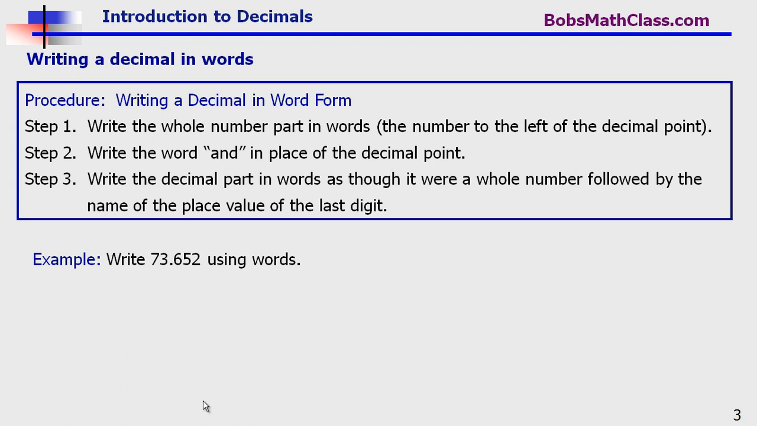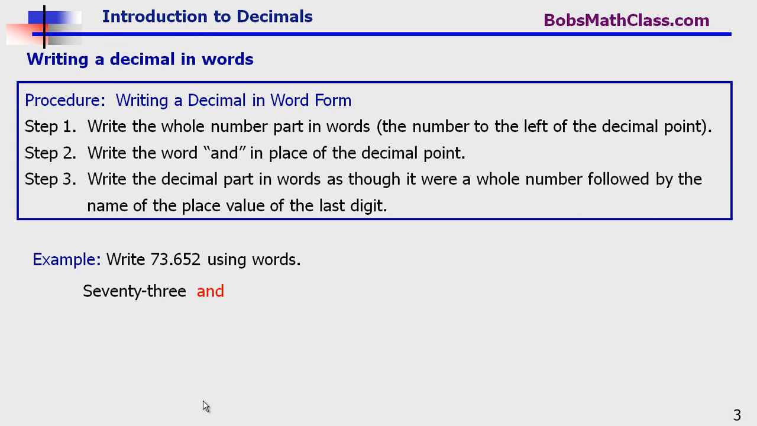Write 73.652 using words. Okay, so write the whole number part in words. That's the number to the left of the decimal point. So you just write the number in front of the decimal, that's 73. Don't forget to write the hyphen between the number 70 and 3. So seventy-three. And then put the "and" in place of the decimal point.